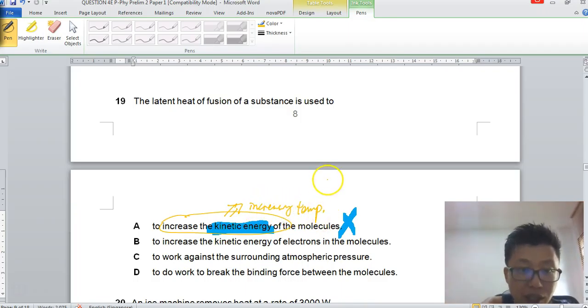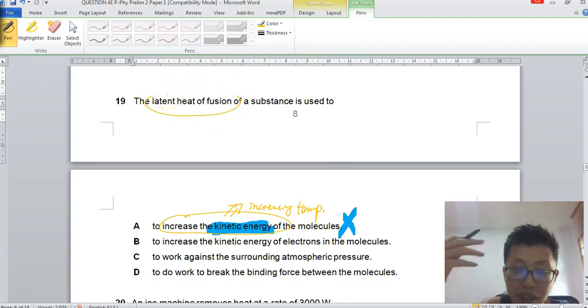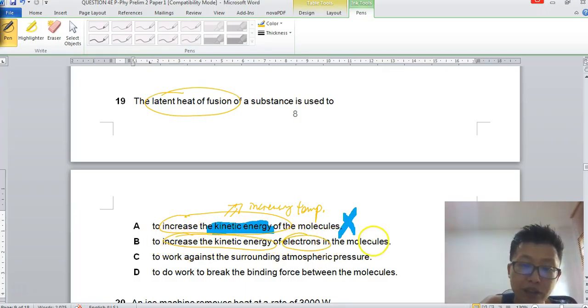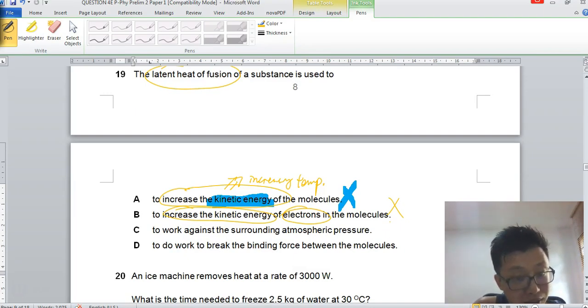And when you are talking about latent heat, you are talking about a change of state. And you know that a change of state does not involve temperature change, and therefore A is wrong. Same thing for B, it will not change the kinetic energy, and definitely has nothing to do with electrons. So you know that B is wrong. Let's look at C. Work against surrounding atmospheric pressure. Let's say you are doing the exam and you are not really sure whether this is correct. So let's leave it hanging first.